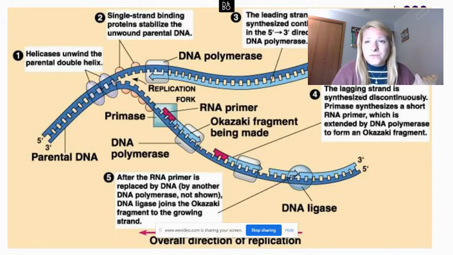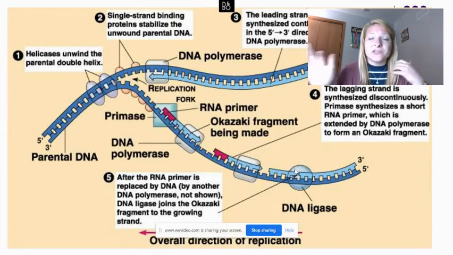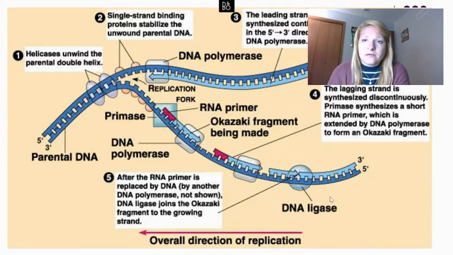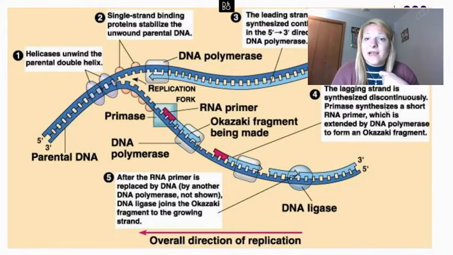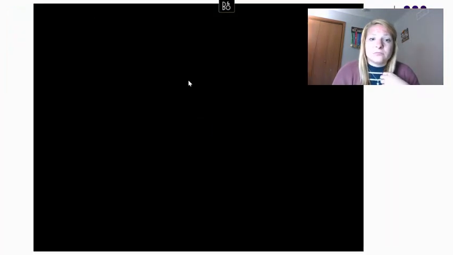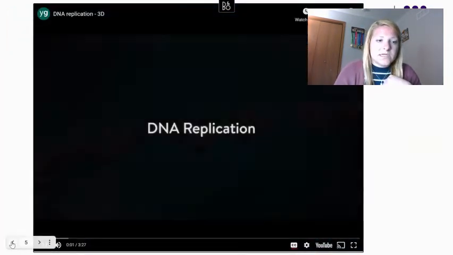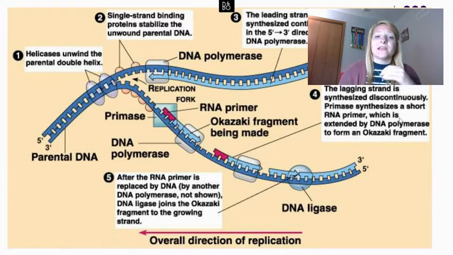Then number 4, the lagging strand, the one down here. Remember how it can't be all copied continuously? So the lagging strand is synthesized discontinuously, so in parts, where DNA primase synthesizes a short RNA primer, which is extended by the DNA polymerase to form the Okazaki fragments.